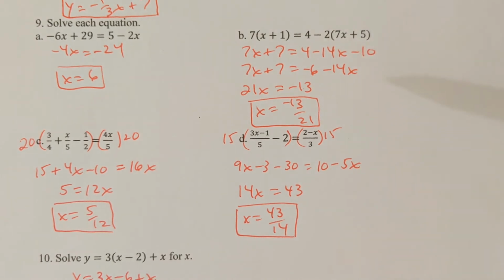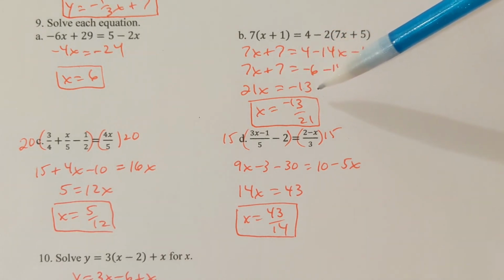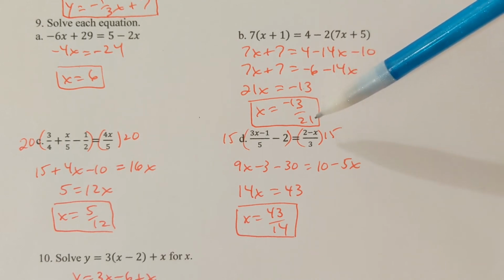Okay. Part B, if I distribute 7 and distribute negative 2, I get 7x plus 7 equals 4 minus 14x minus 10. 4 minus 10 is negative 6. And so when I add 14x and subtract 7 from both sides, I get 21x equals negative 13. Divided by 21, x is equal to negative 13 over 21.